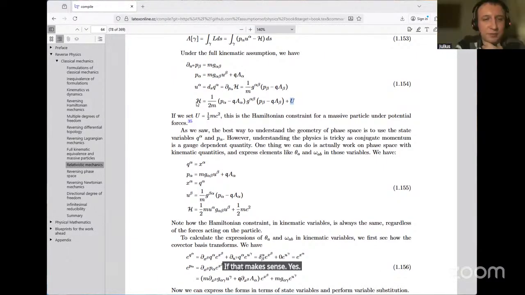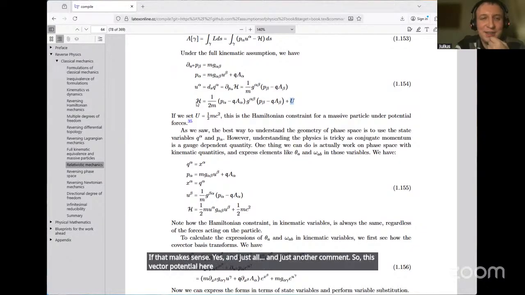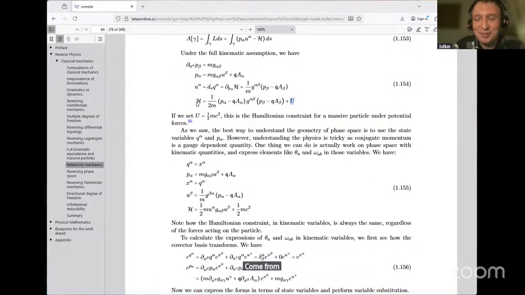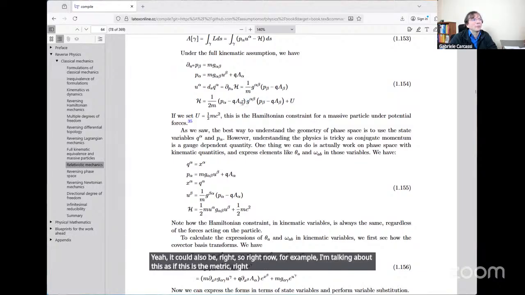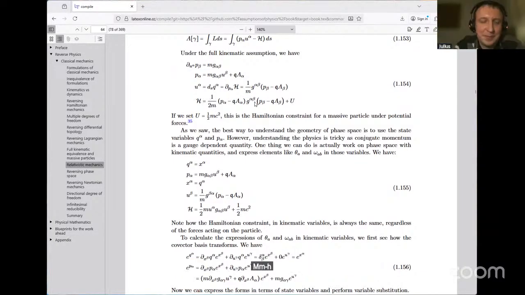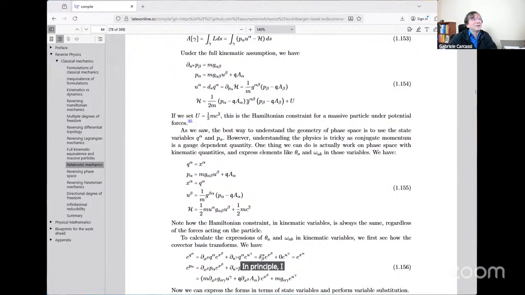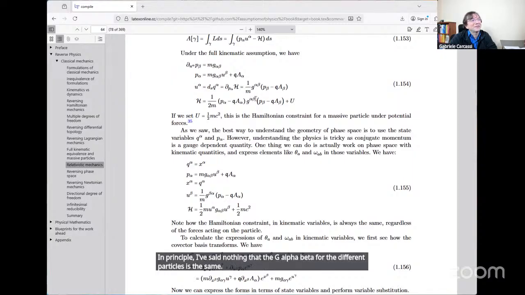Yes, and just another comment. This vector potential here does not have to be just the electromagnetic vector potential. It can come from anything. In principle, it could also be just a constant, basically a reference momentum. Yeah, it could also be, right? So right now, for example, I'm talking about this as if this is the metric, but imagine that you have multiple particles. In principle, I've said nothing that the G alpha beta for the different particles is the same. There's nothing here that is telling you that.